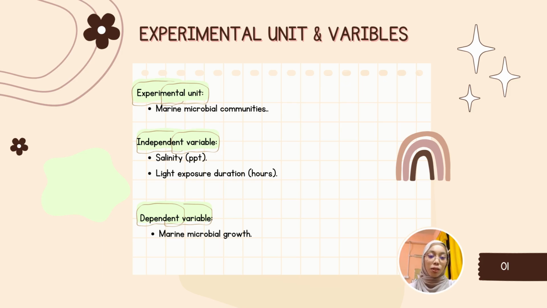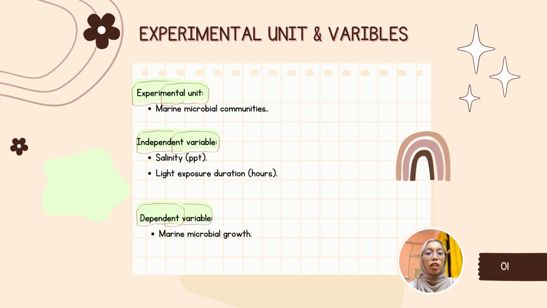First of all, my name is Nofarana Alina binti Muhammad Rosli. My metric number is 224797 and I'm going to present about the experimental unit and variable. Experimental unit is the entity that receives a treatment. In this topic, the experimental unit is marine microbial community.